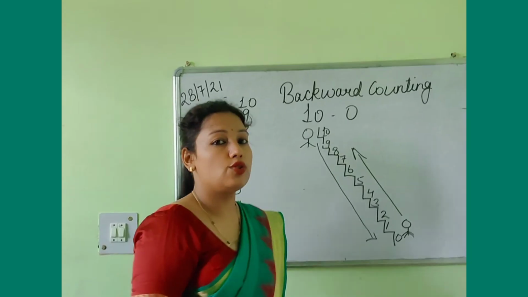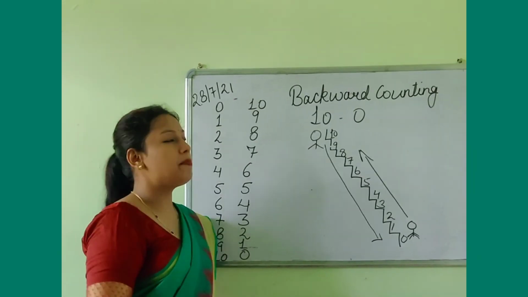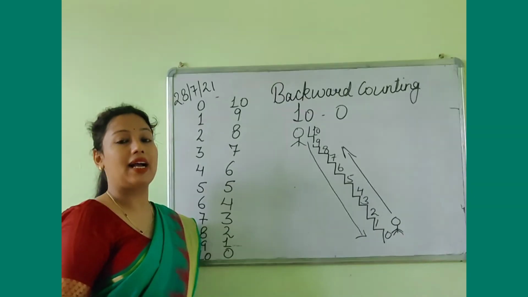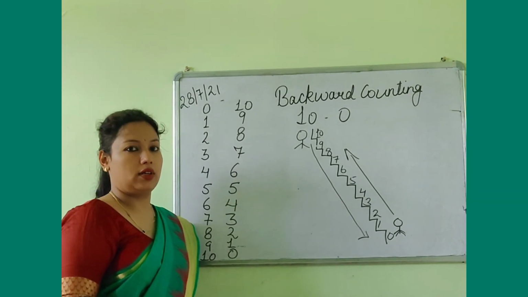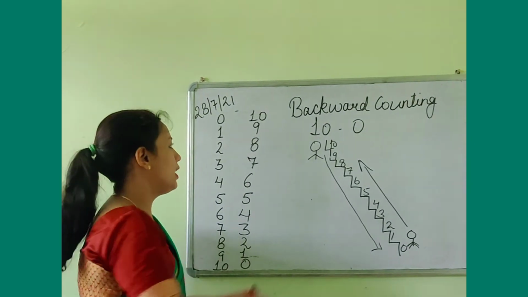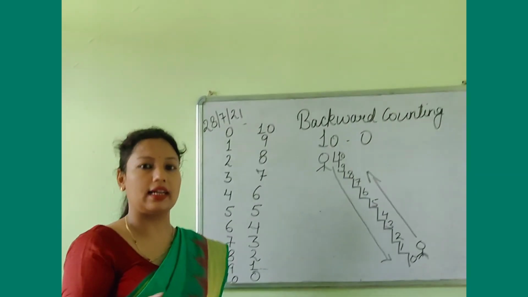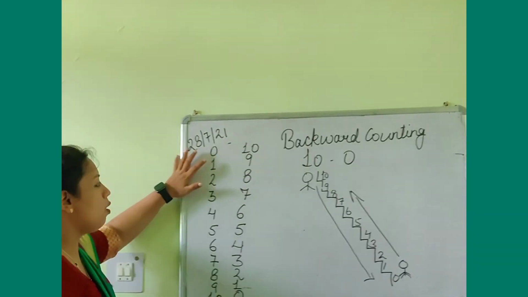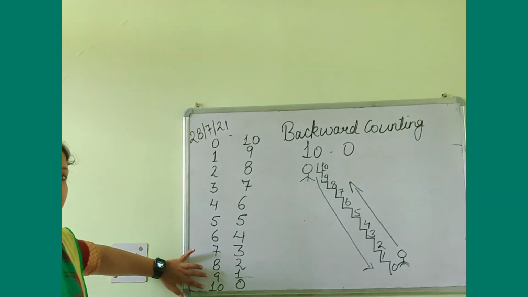Dear children, now it's time to learn one interesting topic, that is backward counting. So students, here we are going to learn about backward counting. What is backward counting? Backward means to move back. To move backward, that is called backward counting. Like in forward counting, you all know how to do the normal counting. That is called forward counting. 0, 1, 2, 3, 4, 5, 6, 7, 8, 9 and 10.